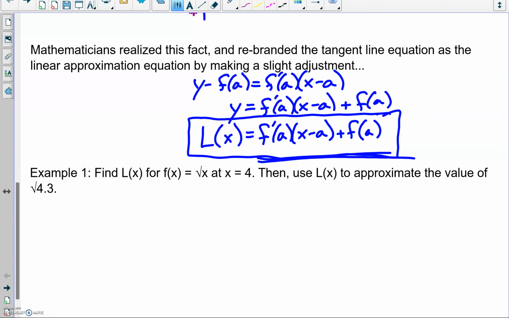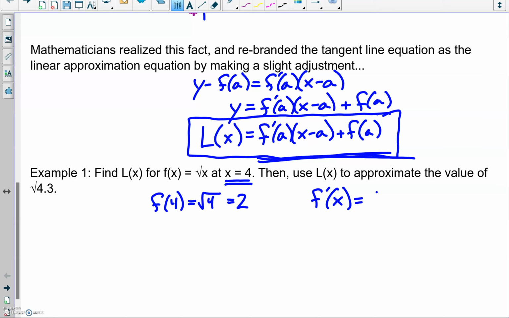And I'll start out with the f of a. And note in this case that the a is 4. So I'm going to find f of 4. And that'll just be the square root of 4, which is 2. So I got one part of it. And then I'm going to build up f prime of x first, and then I'll find f prime of 4.